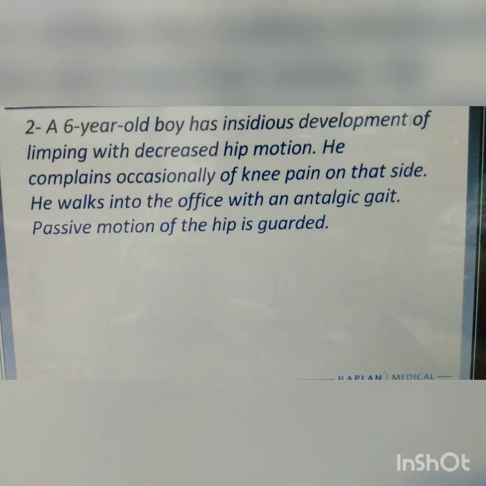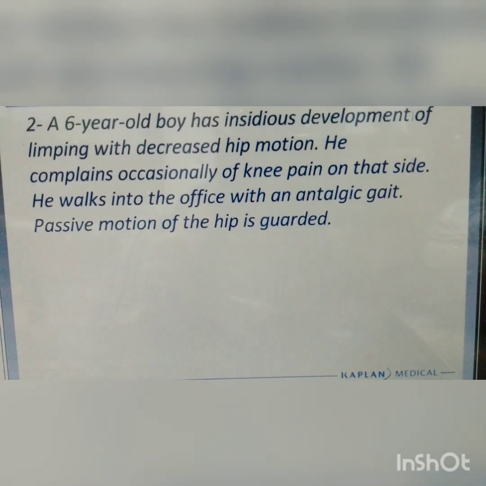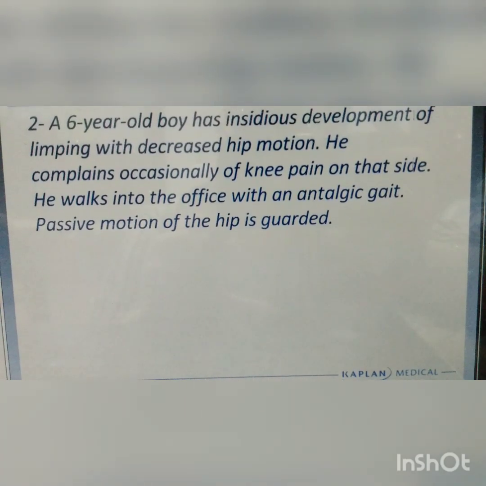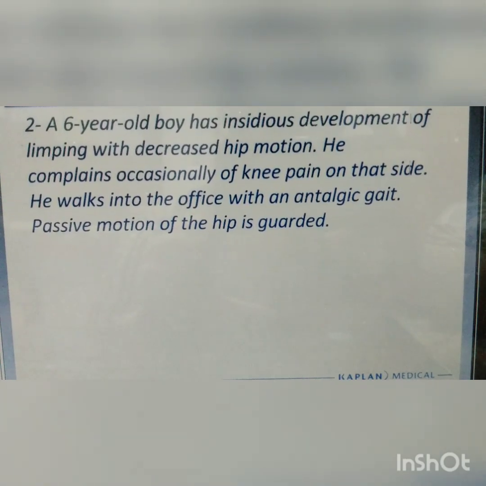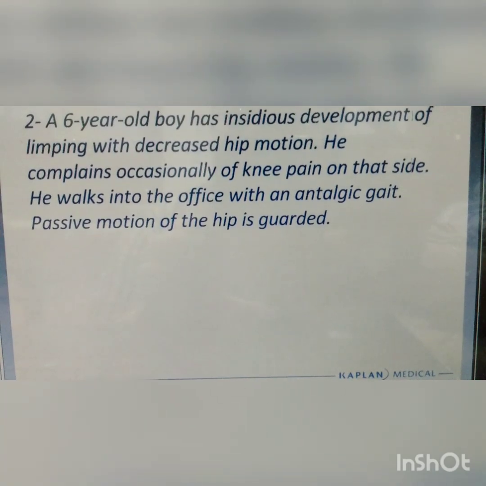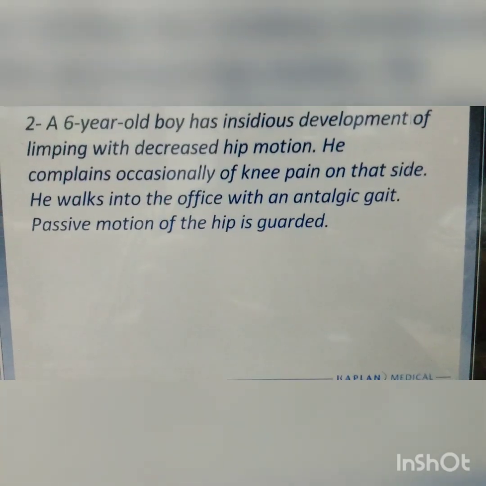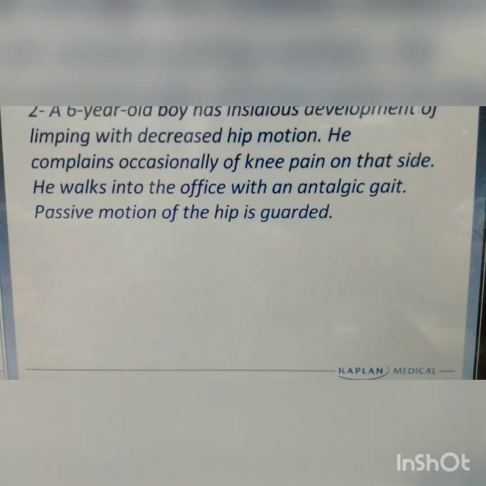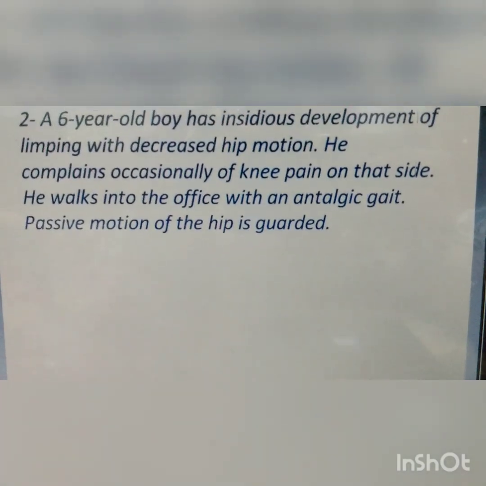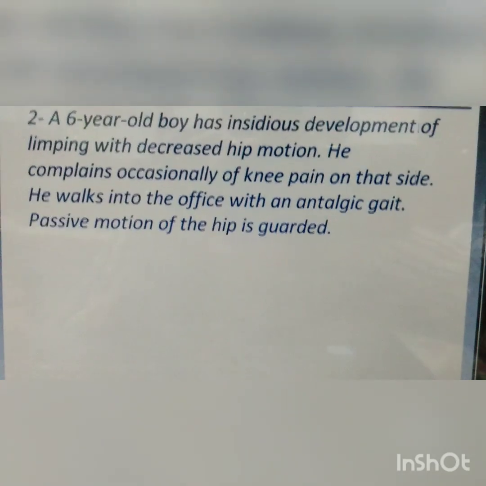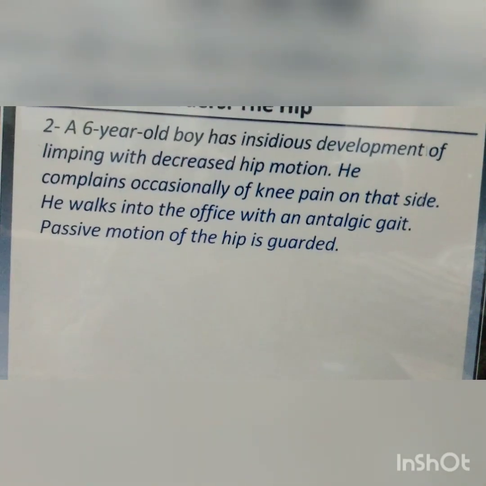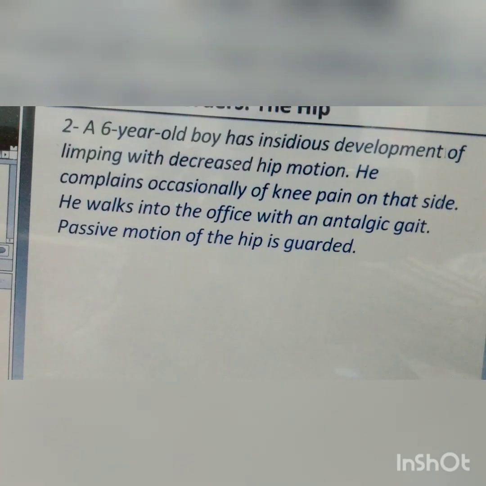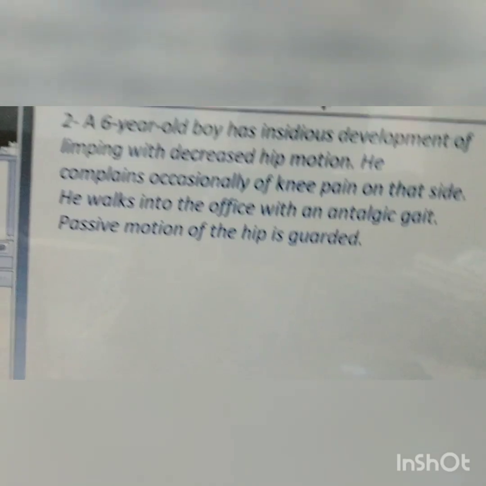There is no history of trauma. He complains of knee pain on that side also, and he walks into the office with an antalgic gait. What is an antalgic gait? It is basically the walk that a person does when he has pain in one limb. So he basically puts weight on the other limb for a longer period of time. So the stance phase is longer on that leg, and in the painful leg, the swing phase is normal, is longer. So जैसे हम कहते हैं लंगड़ा के चलता है, that is antalgic gait.